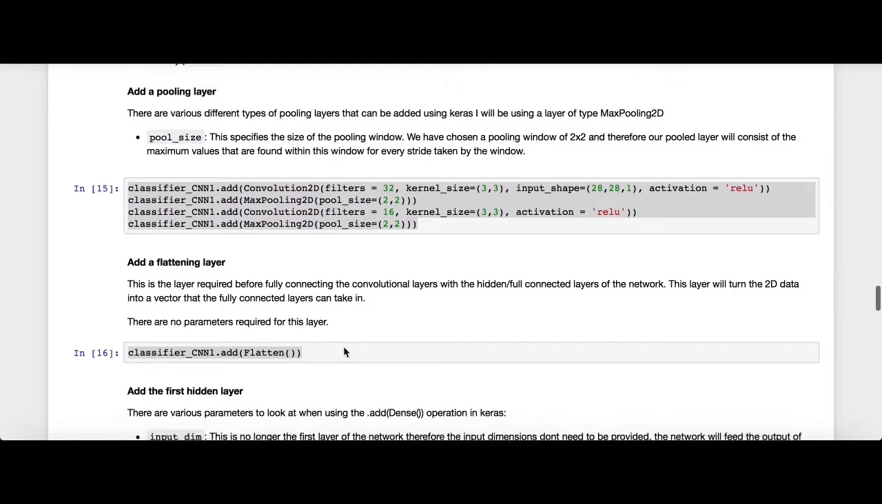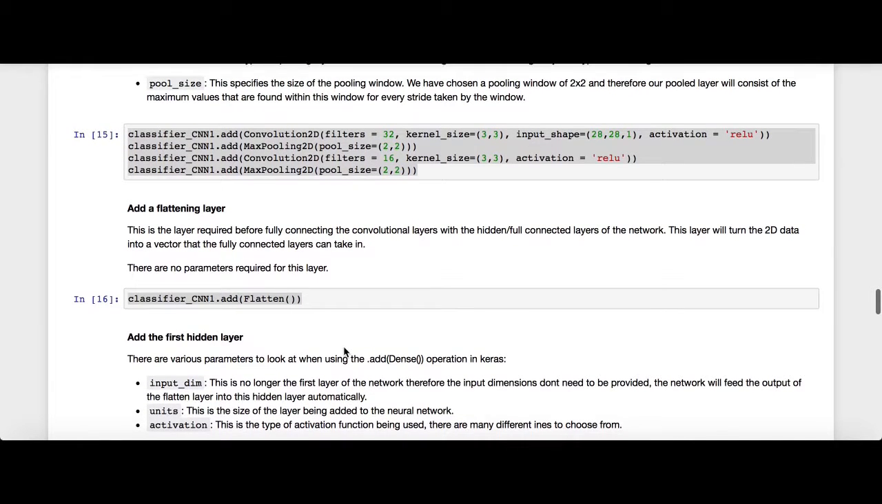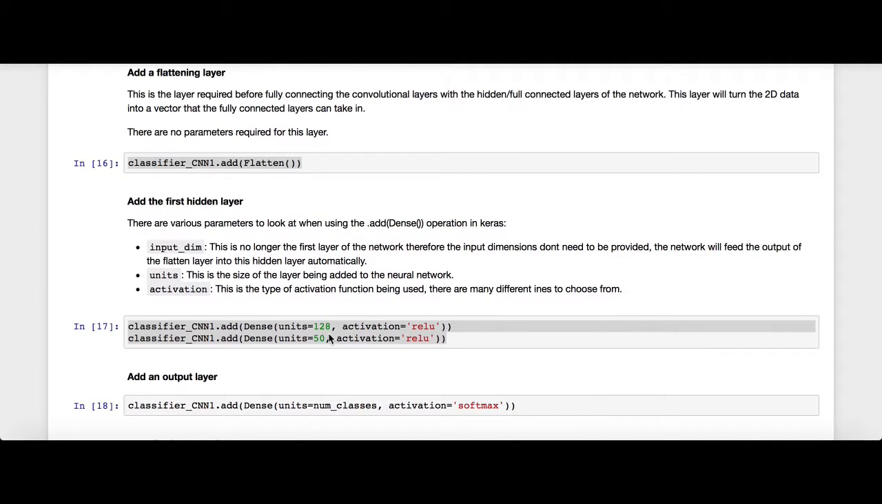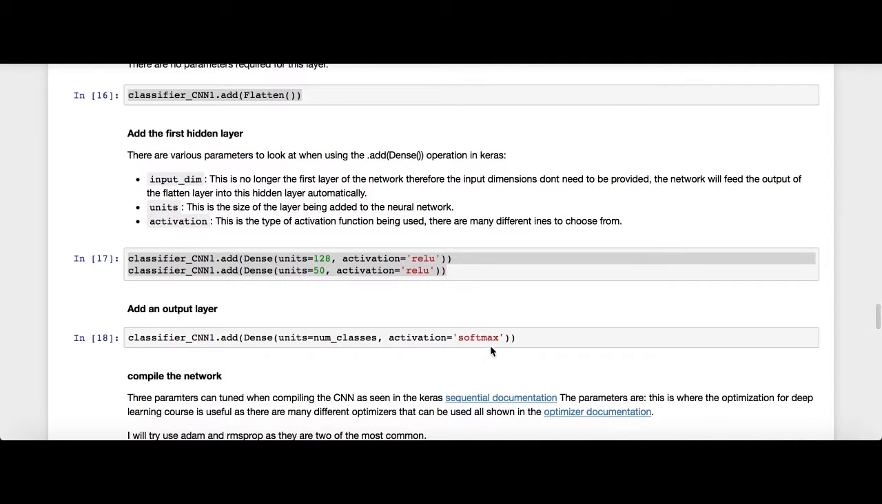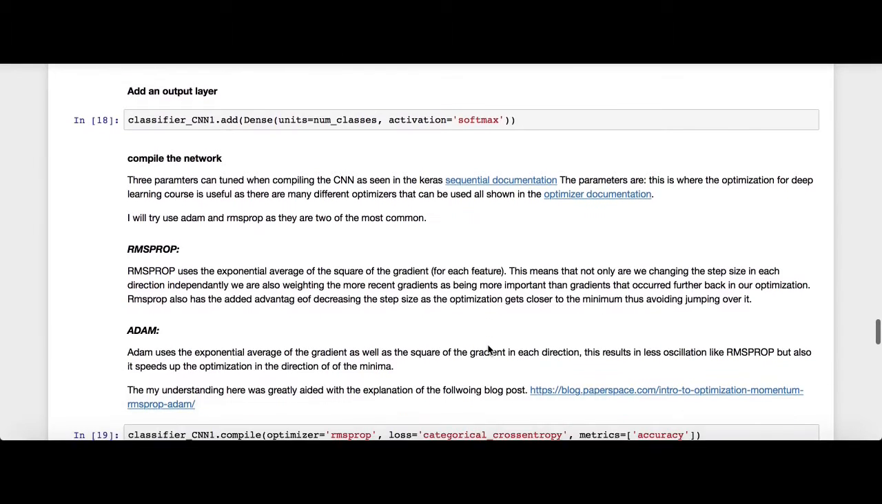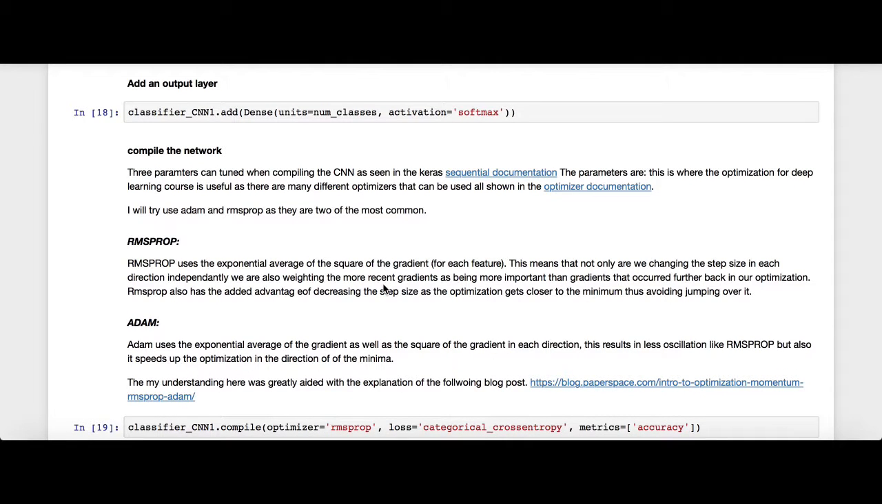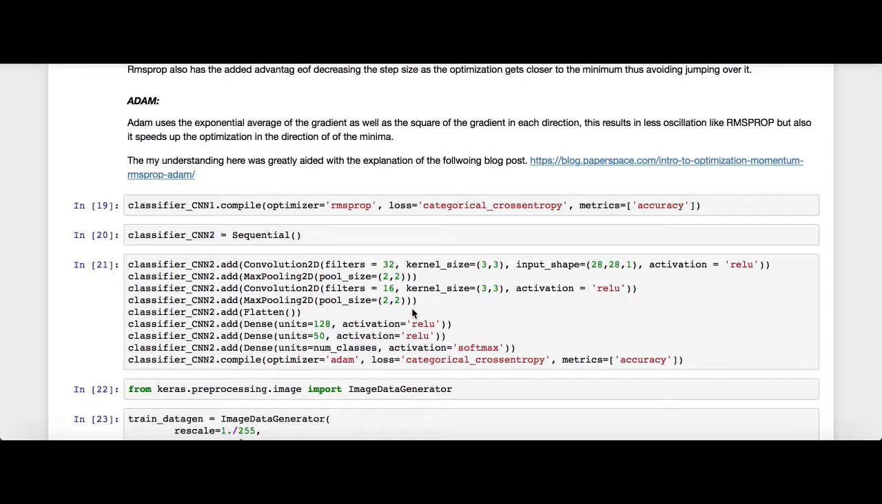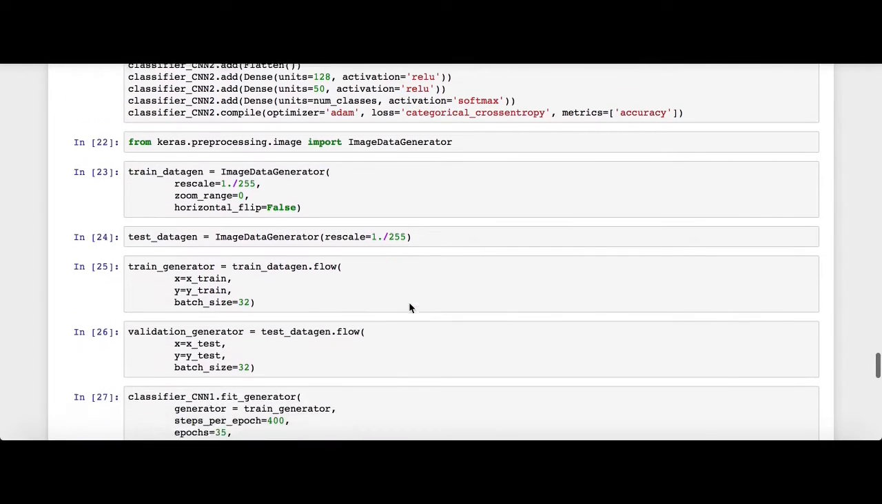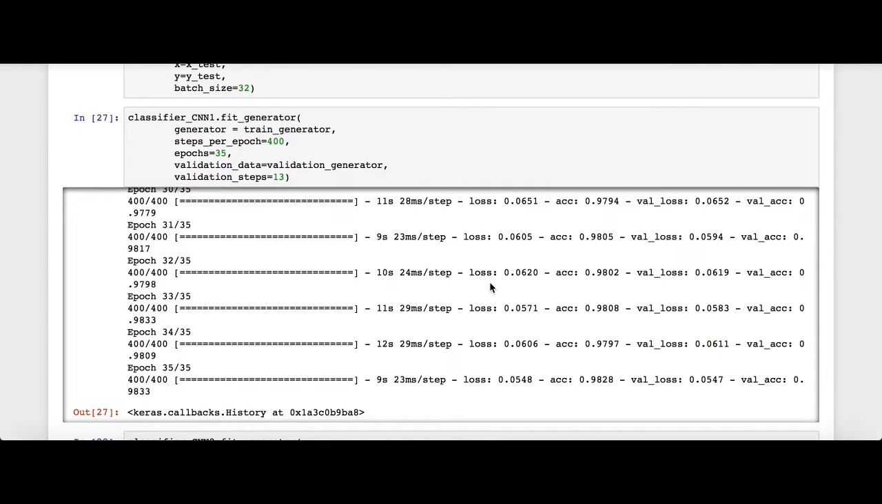Then I flatten the data so that it can be fed to the artificial neural network backend. Here I have 128 nodes in my first layer and 50 in my second layer, and then a 10 node output layer using a softmax activation. I have a small explanation of RMSprop and Adam here that was aided by this blog that I linked. And then I have another setup for another classifier to use Adam. And here I have the results of both using test loss and accuracy, and then the validation loss and validation accuracy. Both of them performed very well. And that is my whole notebook.